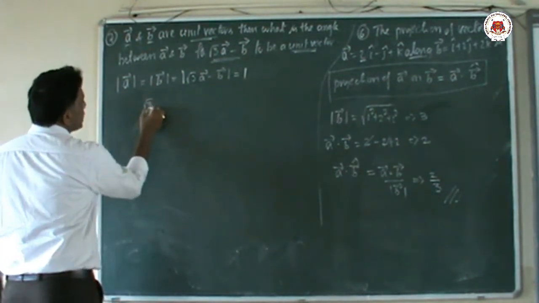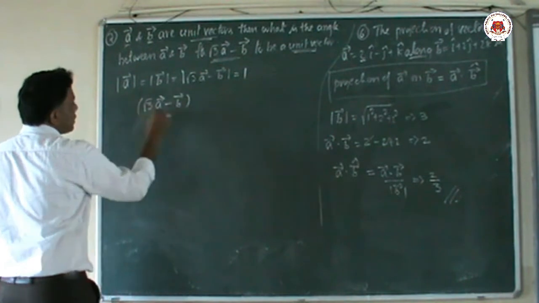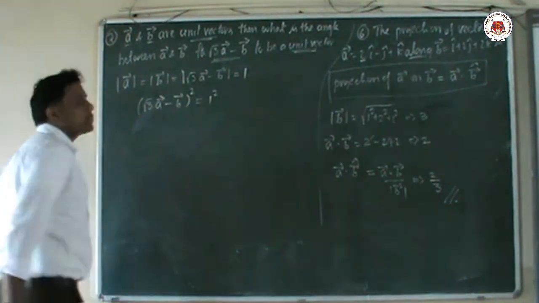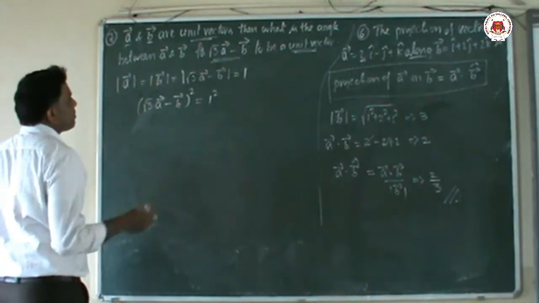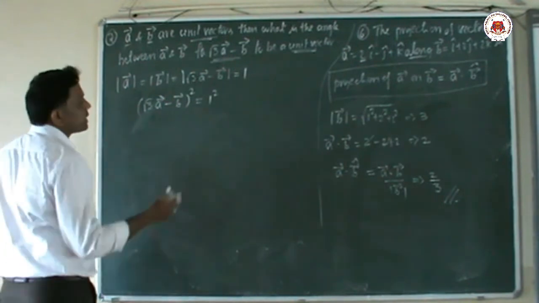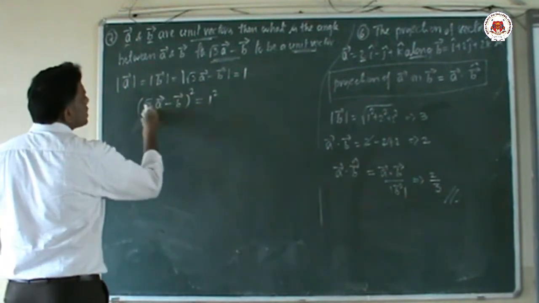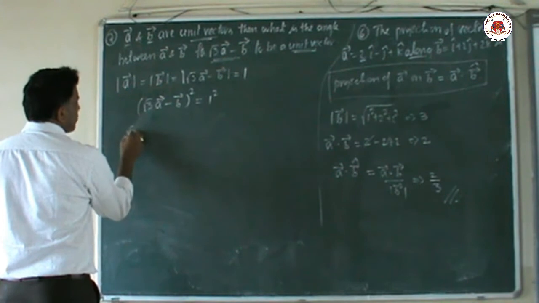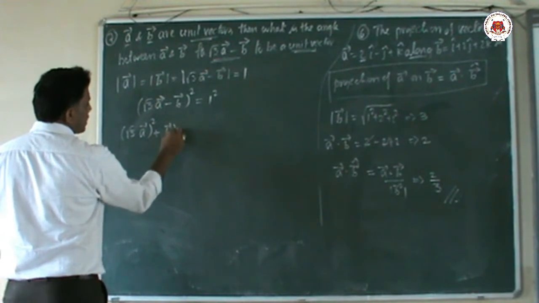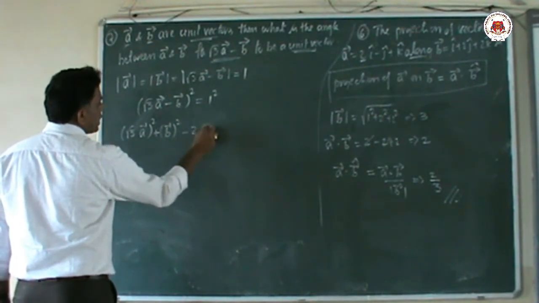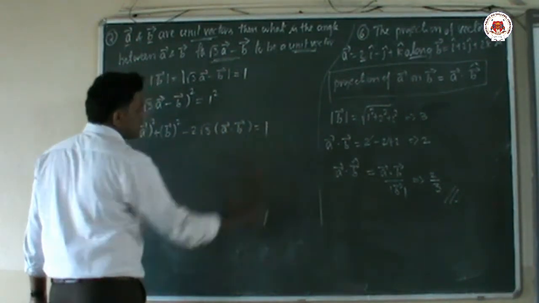If you remove the root, that means root 3 A vector minus B vector, the whole square, equals 1 square. 1 square means we know it is 1 only. Now this is in the form of A minus B whole square. Generally it is not the A minus B whole square formula, but this is a competitive exam. I am going to write the direct steps because in a competitive exam there is no need to explain in detail. So assume that this is the A minus B whole square formula. A square means root 3 A vector squared, plus B vector squared, minus 2 root 3 A vector dot B vector, is equal to 1 square.